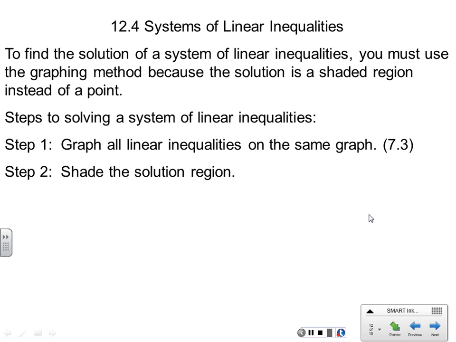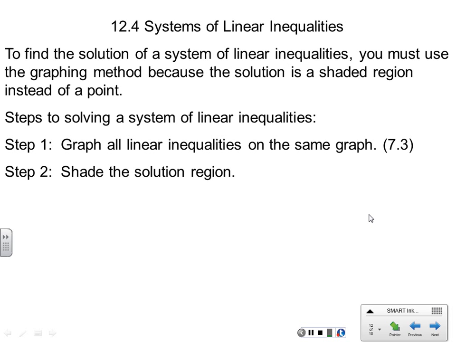To find the solution of a system of linear inequalities, you must use the graphing method because the solution, again, is a shaded region. Okay, it's not just a point, and it's not just an ordered triplet or ordered pair, but it is a region. And when we start doing these systems, it's kind of fun, actually. So you're going to have a whole bunch of different areas, and you have to figure out which area you're going to shade. So step number 1, you are going to graph each of your linear inequalities just like we did in Chapter 7.